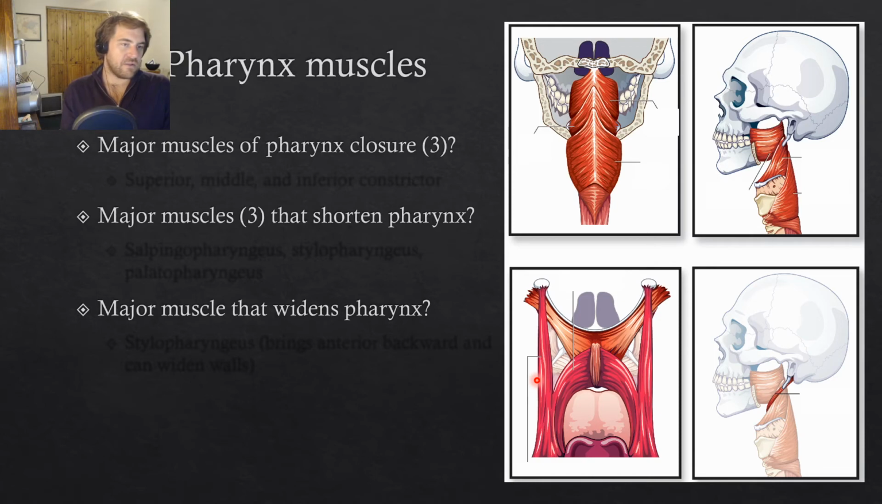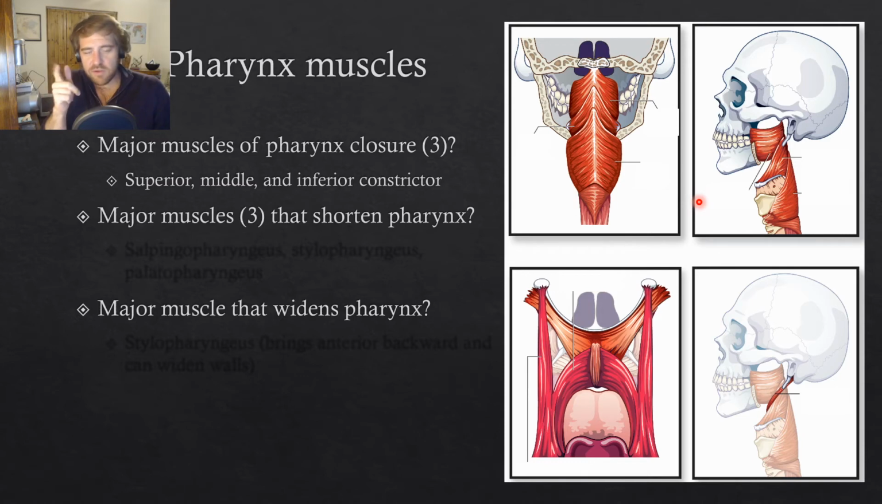Okay, let's look at these pharynx muscles. What are the major muscles of pharynx closure? How do you make the pharynx smaller? There's 3 of them, and they're in these top 2 pictures right here. They are the superior, middle, and inferior constrictors.